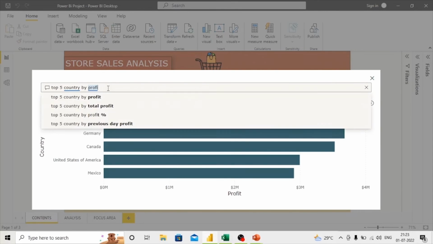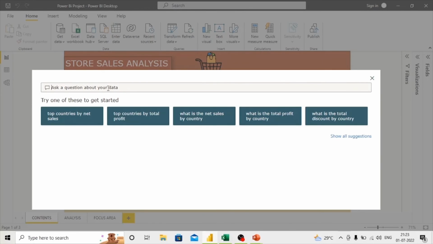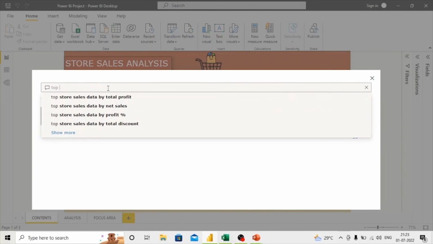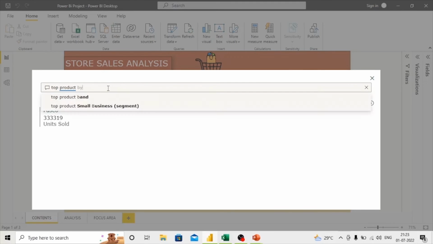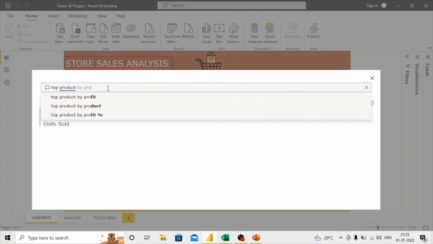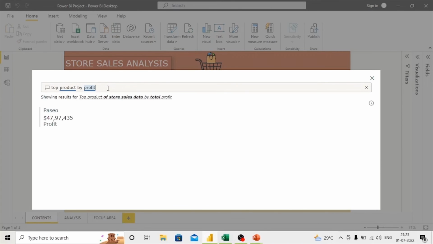In a similar way, if I want to know the top product by profit, you can see Paseo, which has generated a profit of around 47 lakh 97,435 dollars.